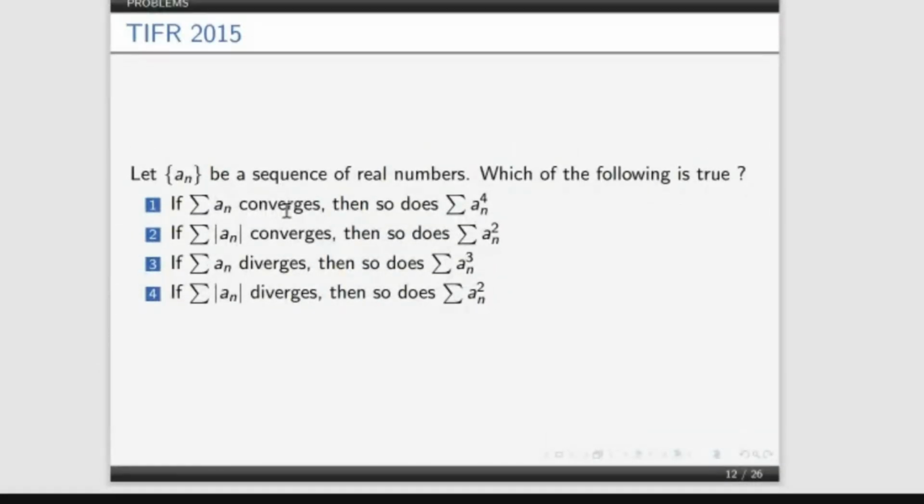So an is a sequence of real numbers. Which of the following is true? Here also the convergence is circulating about the series an and some other power of the terms, and two options are regarding series modulus an and power of the terms.